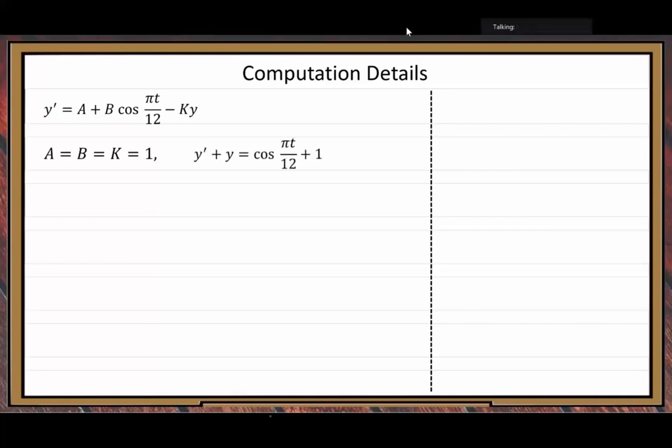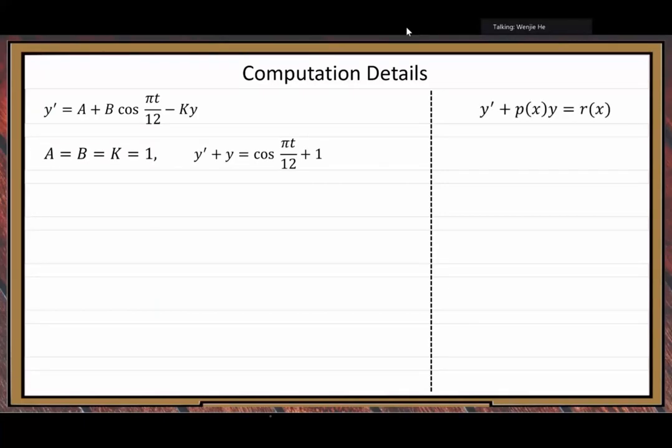Then we need to solve this ODE. First order linear non-homogeneous ODE. We have the formula, right? The P function here is 1, so simple. The R function, yes, this is the R function. So we apply the formula to solve it.